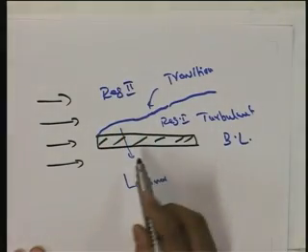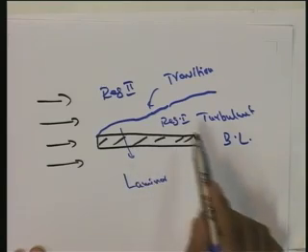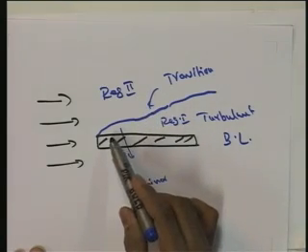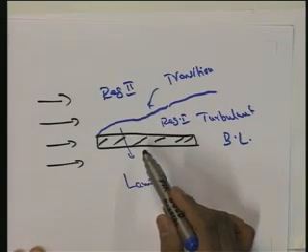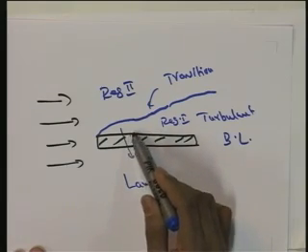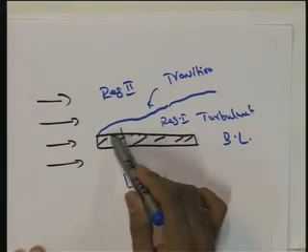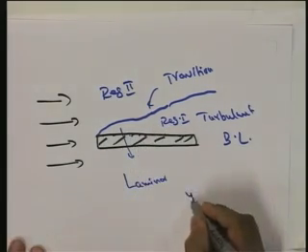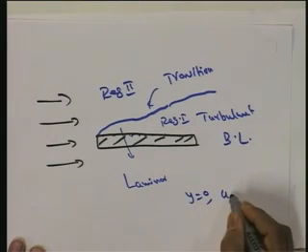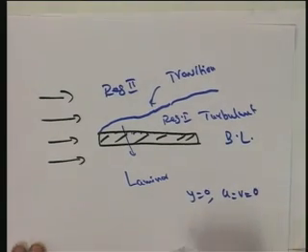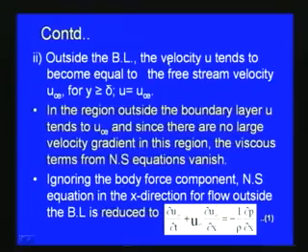So, here the boundary conditions, when we consider region 1 and region 2, are the no-slip condition at the solid boundary. At y equal to 0, u is equal to v is equal to 0. This is one boundary condition. Outside the boundary layer the velocity u tends to become equal to the free stream velocity u infinity, so for y greater than or equal to delta, u is equal to u infinity.